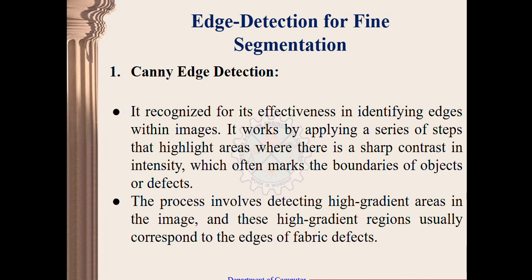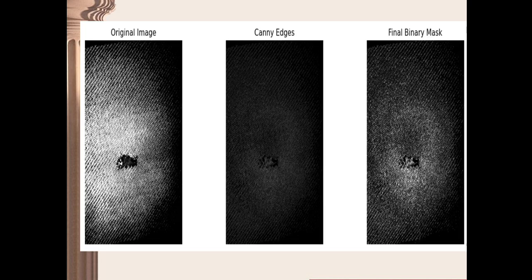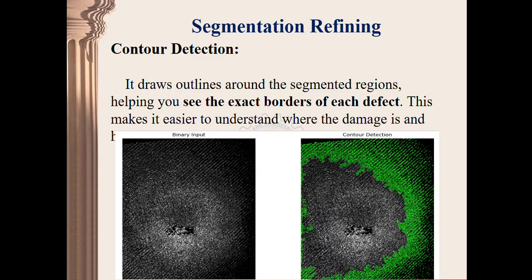In the edge detection method, we have two types of detection. The first is Canny detection. It works through a series of steps that highlight areas where there is a sharp contrast in intensities, which often marks the boundaries of objects or defects. This process involves high gradient areas in the images. So this is the example of Canny edges.